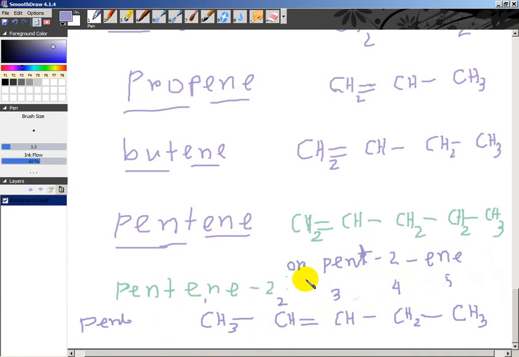Pent- means five carbons in a chain, so 1, 2, 3, 4, 5 carbons in a chain. And -ene means alkene, double bond. This double bond position is 2. Pent-2-ene, this is the structural formula.